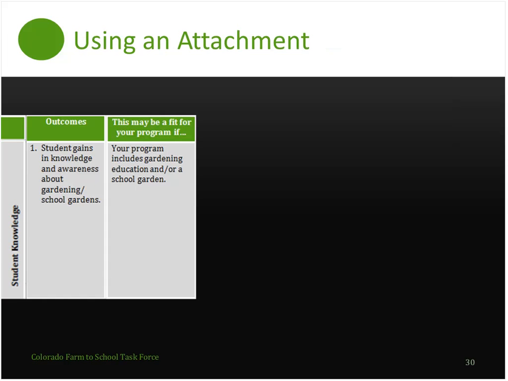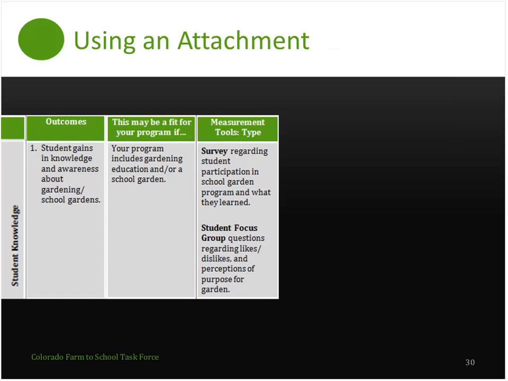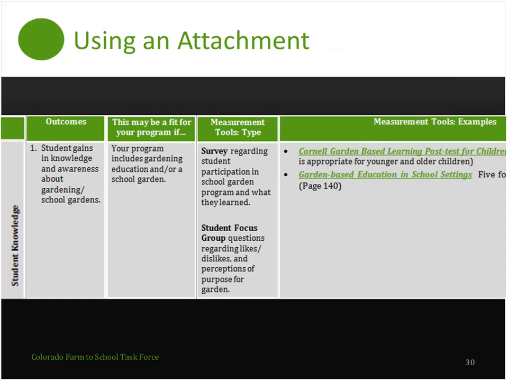The next column has a short description of the type of programming activities that are likely to align with that outcome. This next column describes the type of measurement tools that we have found that address the outcome. And finally, in the last column, we point you to a specific data collection tool or tools that have been used to measure this outcome. This is actually the column that we're really going to be focusing on today.